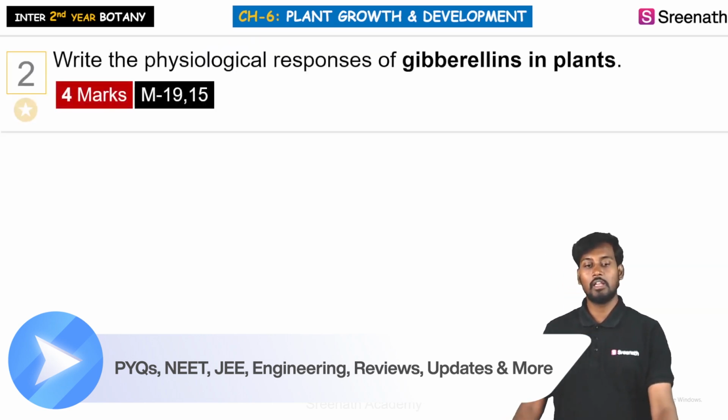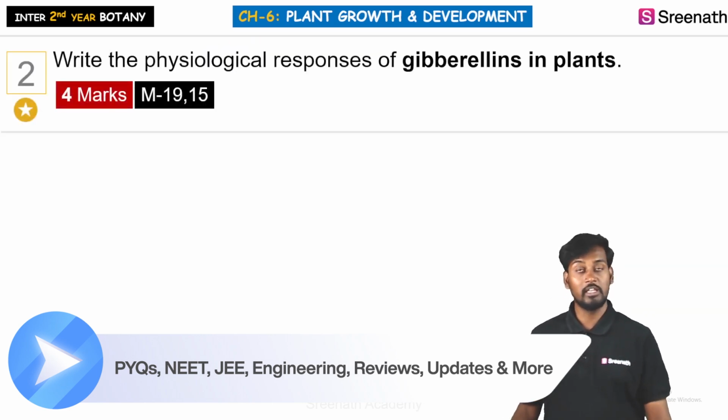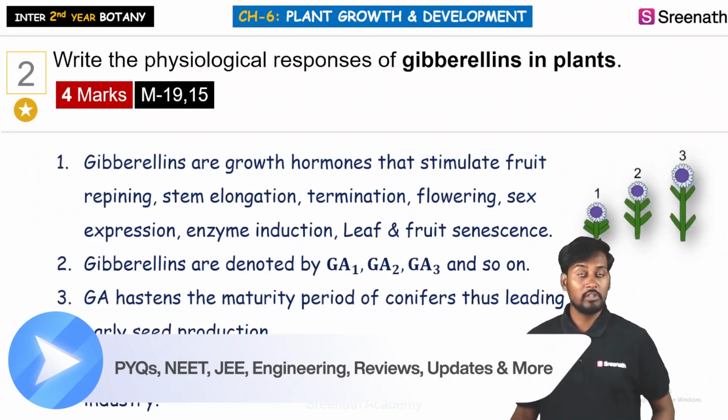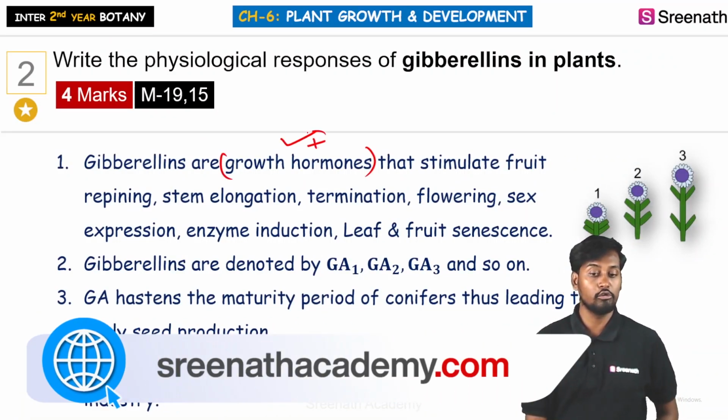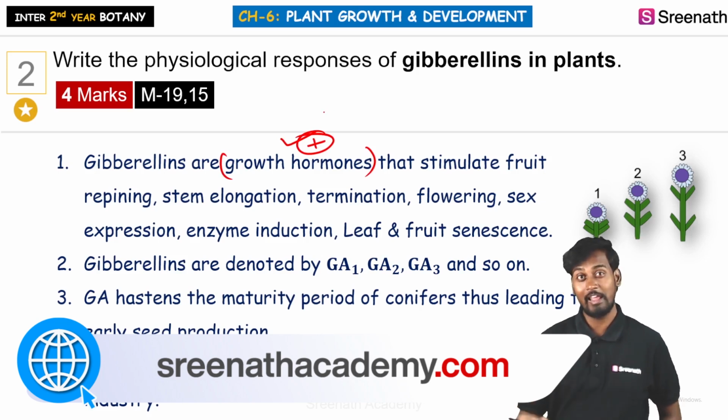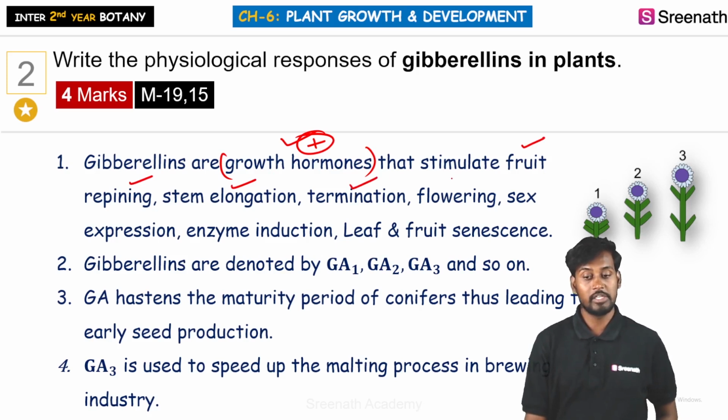The second question is: write down the physiological role of gibberellins, that is gibberellic acid, in plants. We also consider this a plant growth hormone. It is widely called a positive regulator of growth, that is, it enhances the growth of the plant. Its applications include fruit formation, stem elongation, that is increasing the internodal length, bolting and flowering. They are also involved in delaying leaf and fruit senescence.